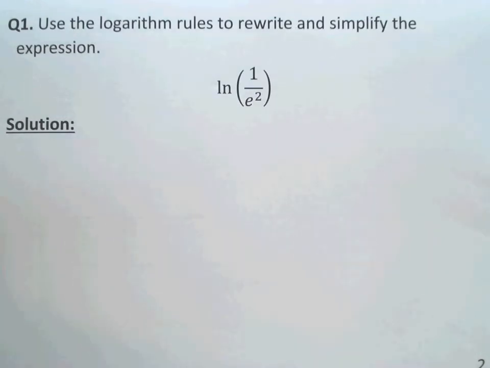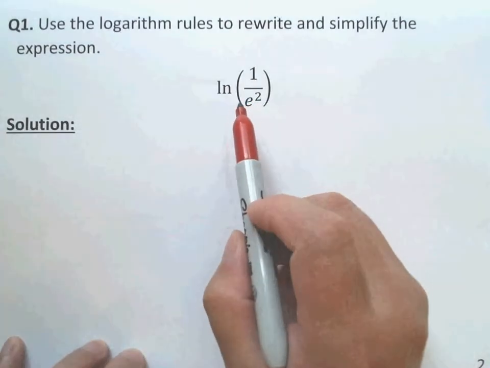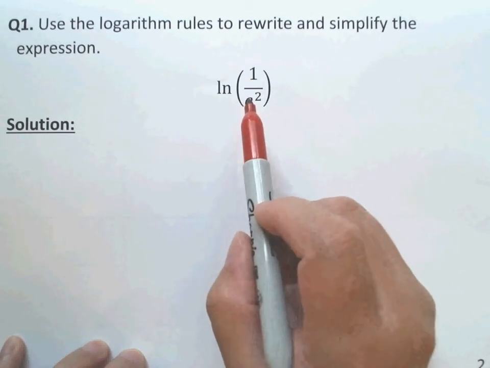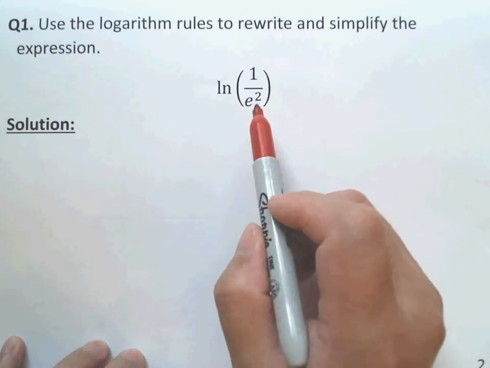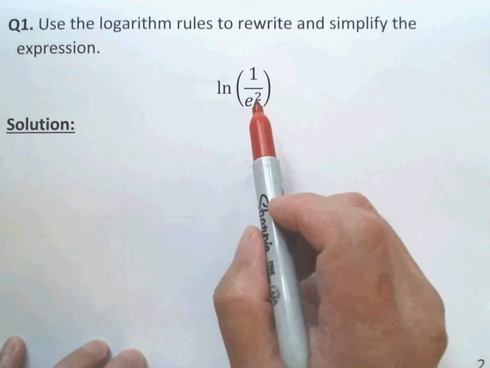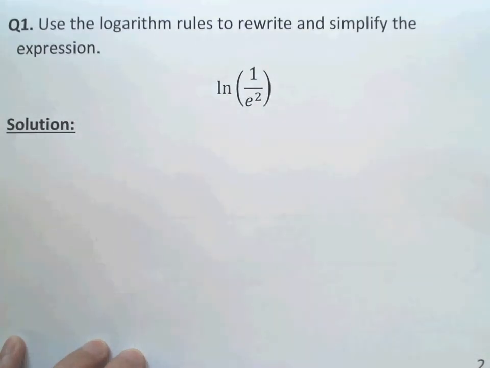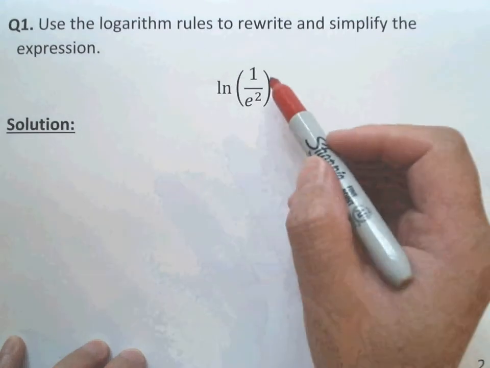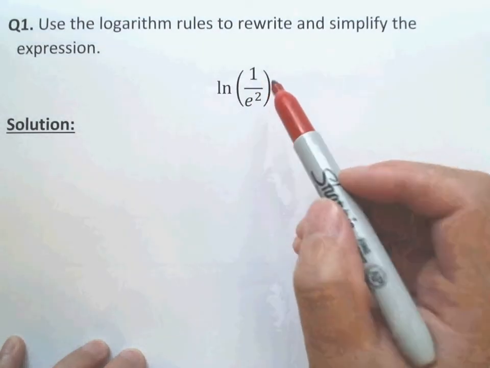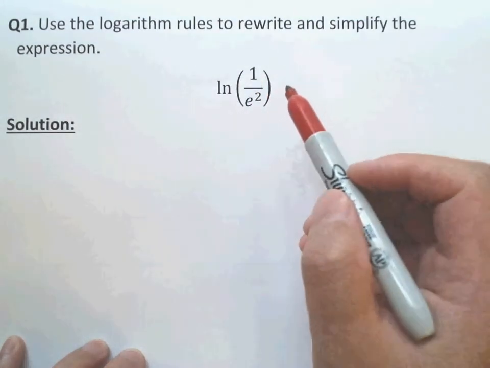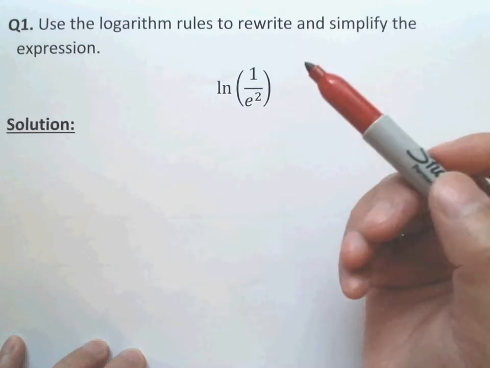We have a lot of rules, right? But first, we don't see a direct rule to help us simplify. But we learned another basic rule from what? From exponential functions, exponential rules. So 1 over e raised to the second power, we can write as a negative power, right? We call it a negative exponent.